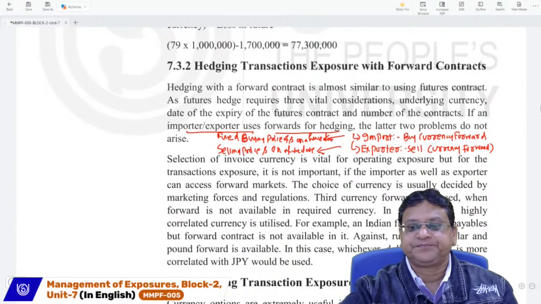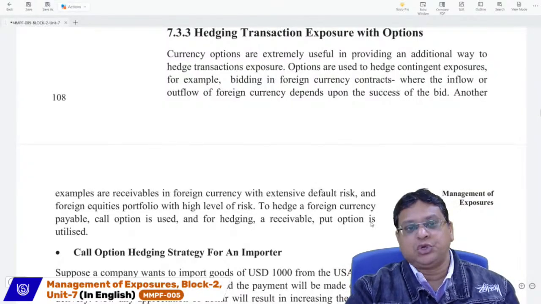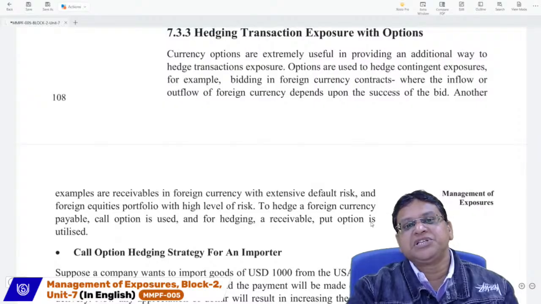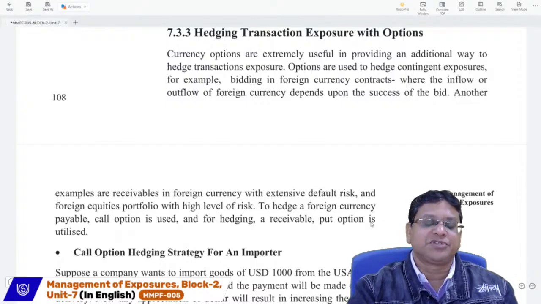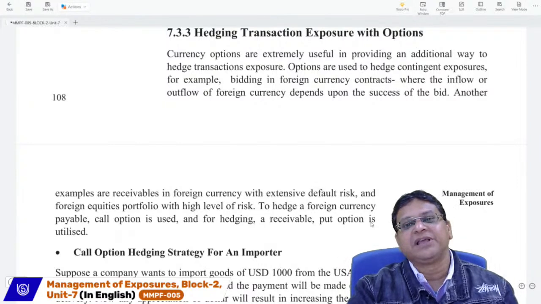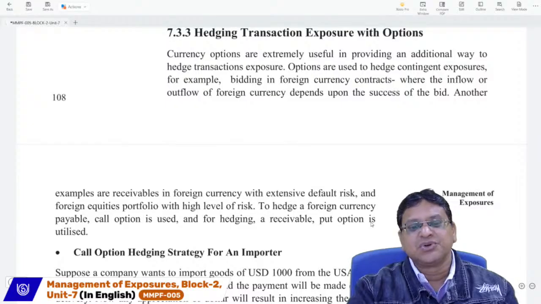Okay, next. You can use currency options. We have already discussed what is currency option. Option means choice. Option gives the holder the choice. The choice may be to buy something, or the choice may be to sell something. If the choice is to buy something, it is known as call option. And if the choice is to sell something, it is known as put option. Now we will discuss how to use call option and put option to hedge your currency risk.